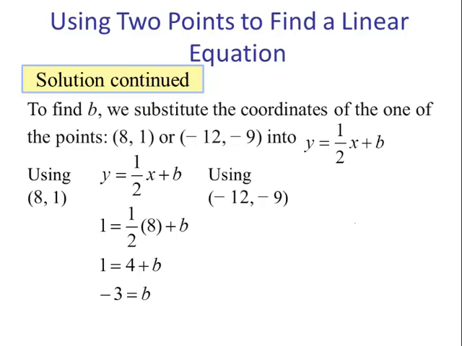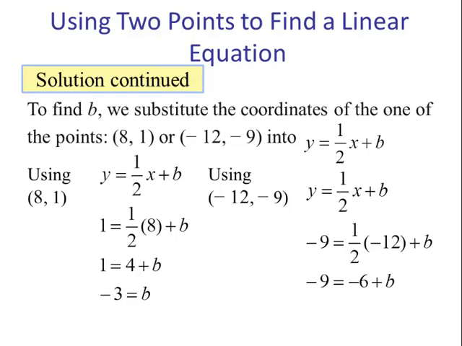Using the point negative 12, negative 9, we have negative 9 equals 1/2 times negative 12 plus b. 1/2 times negative 12 is negative 6. Then we add 6 to both sides, and we see that b is equal to negative 3. So it doesn't matter which point you pick. So the equation is y equals 1/2 times x minus 3.